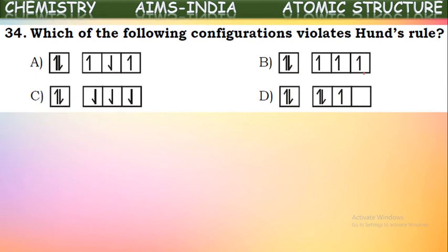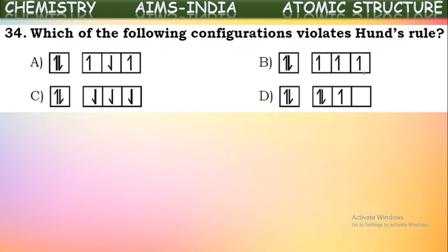Which of the following configurations violates Hund's rule? So they're asking which configurations are violating Hund's rule here. So what is Hund's rule? Hund's rule states that orbitals which have the same energy are called degenerate orbitals. So according to Hund's rule, all the degenerate orbitals will be filled with a single electron first. Then only pairing in these degenerate orbitals will take place. The orbitals present in the subshell are called degenerate orbitals because they have the same energy.